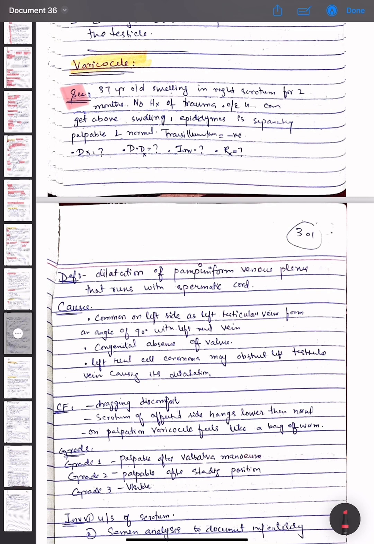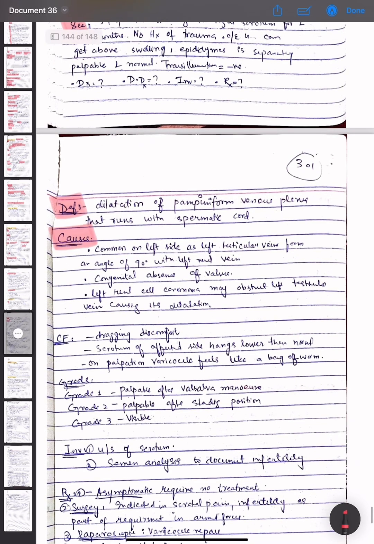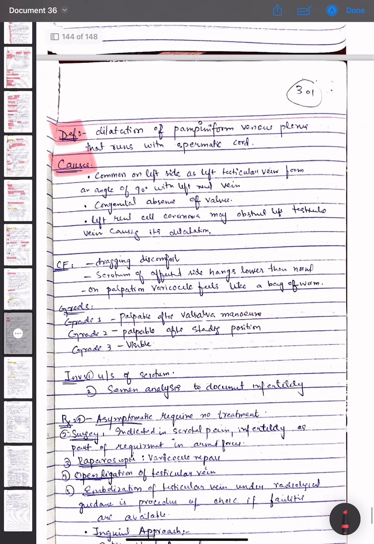The definition is the dilatation of the pampiniform venous plexus that runs with spermatic cord, and the causes are the common on the left side, as left testicular vein forms an angle of 90 degrees with left renal vein, then congenital absence of the valves, and left renal carcinoma may obstruct left testicular vein causing its dilatation.